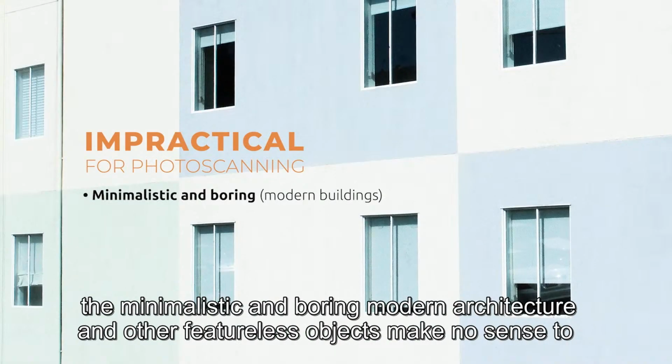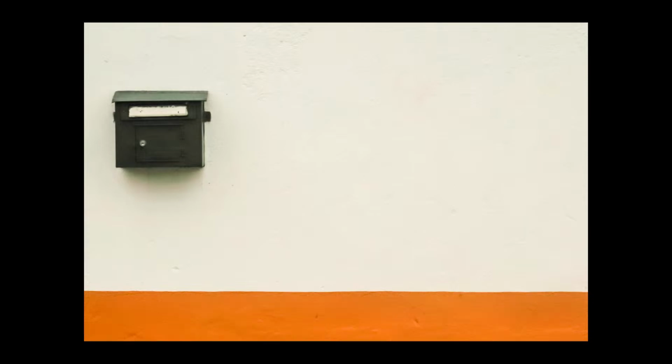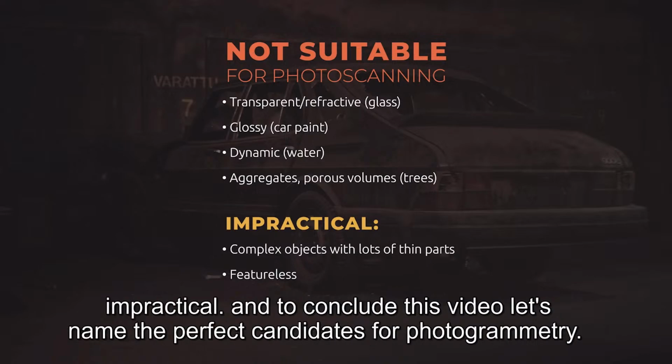Alright, the minimalistic and boring modern architecture and other featureless objects make no sense to scan, so we will put them in this category as well. It is simply much easier to do it traditionally in 3D. So we have taken a look at the objects that are either not suitable for photogrammetry or simply impractical. And to conclude this video, let's name the perfect candidates for photogrammetry.